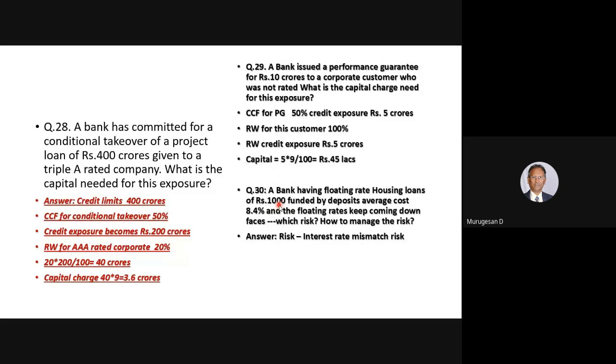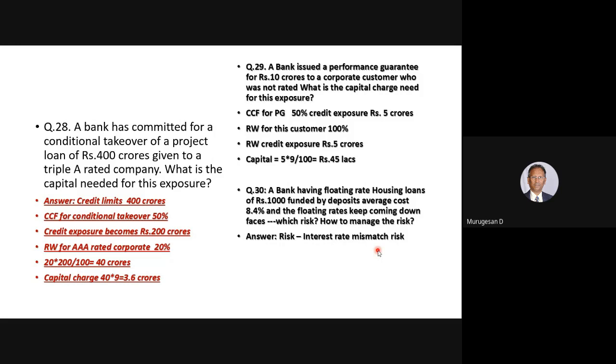You see the question. The 1,000 crores housing loan is funded by deposits at fixed cost. The deposits are always at fixed cost, but assets are at floating rates. Now the question is, if the floating rate keeps coming down, then it faces which risk? Interest rate mismatch risk. What is the mismatch? The cost of funds is fixed, but the return on the loans, the assets, is floating. When the floating rate keeps coming down, it may become a loss for the bank.